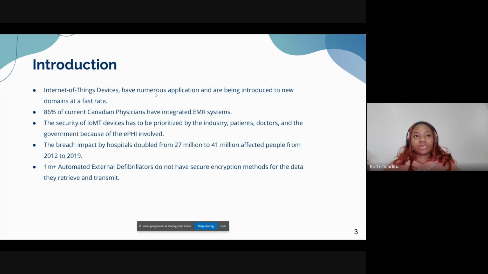Currently, 86% of Canadian hospitals and their respective physicians have already integrated EMR systems. And EMR systems are electronic medical record systems whereby they don't need to have a very big store of documents like they used to in the old times. Now they could just have one central system where they could easily retrieve a patient's information and administer the right care to them.